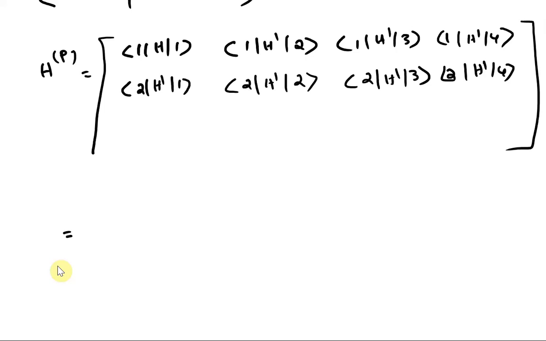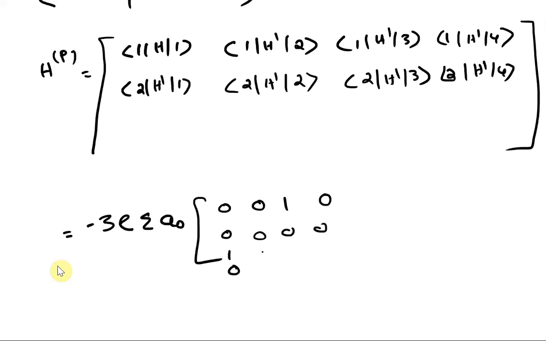You'll get the matrix H_P as -3 e epsilon a naught times the matrix whose components are 0 0 1 0, 0 1 0 0, 0 0 0 0, 0 0 0 0. This is going to be the H_P matrix.